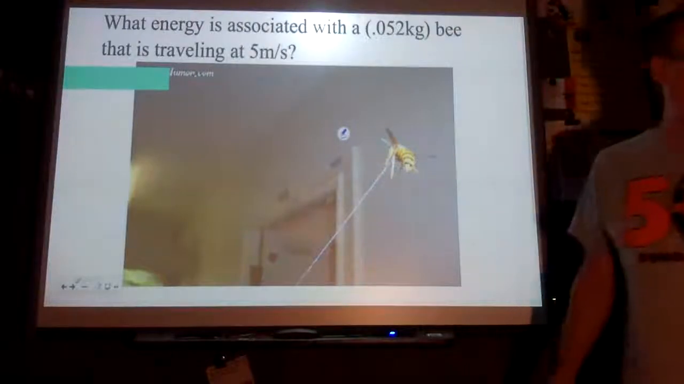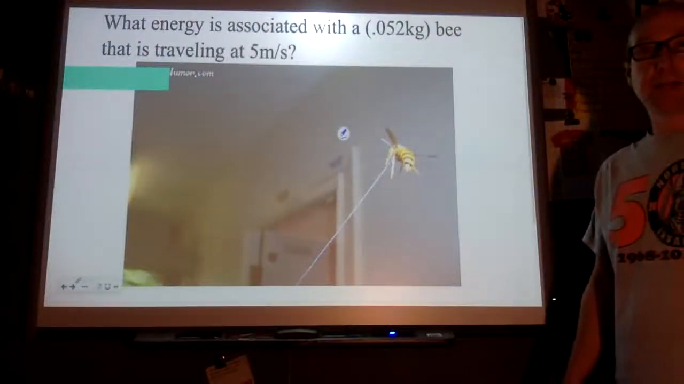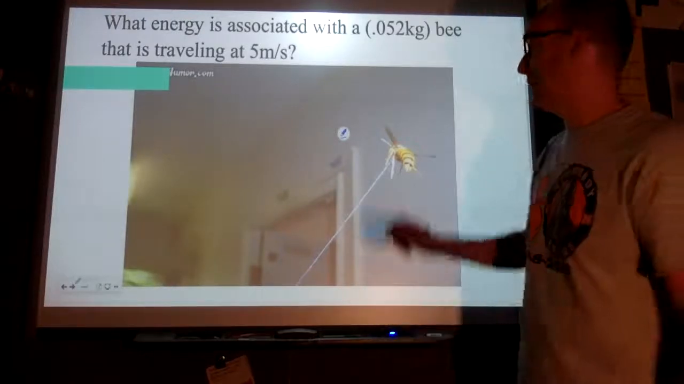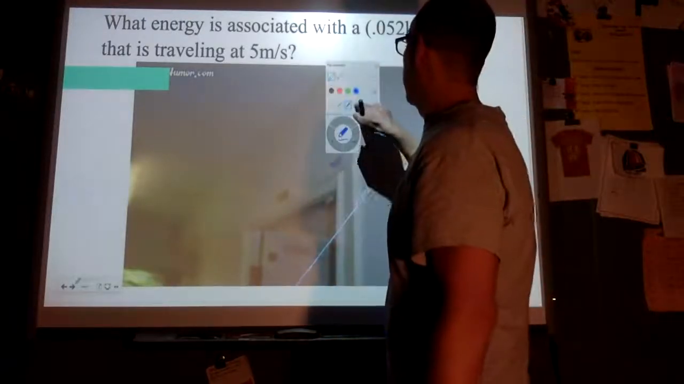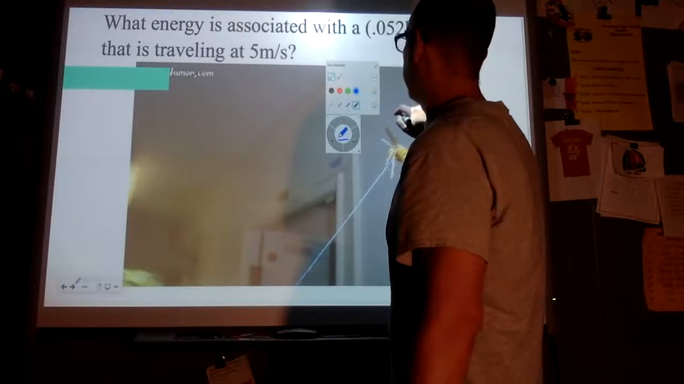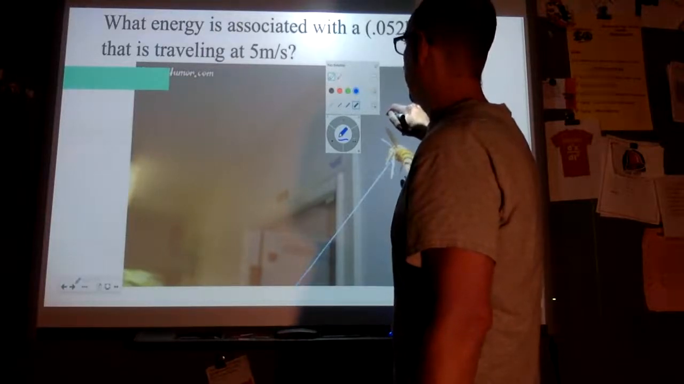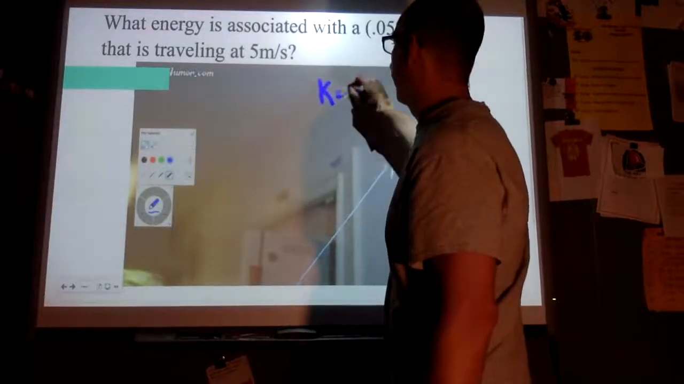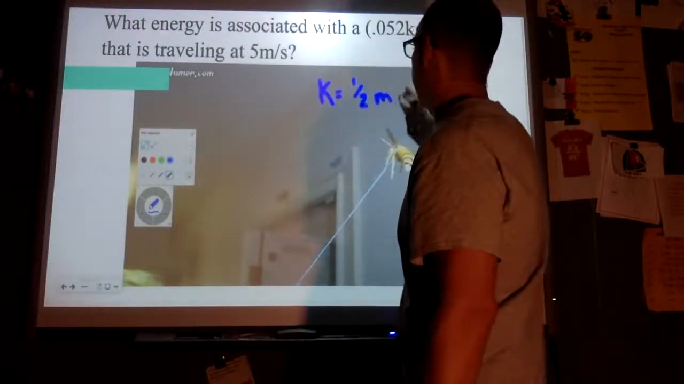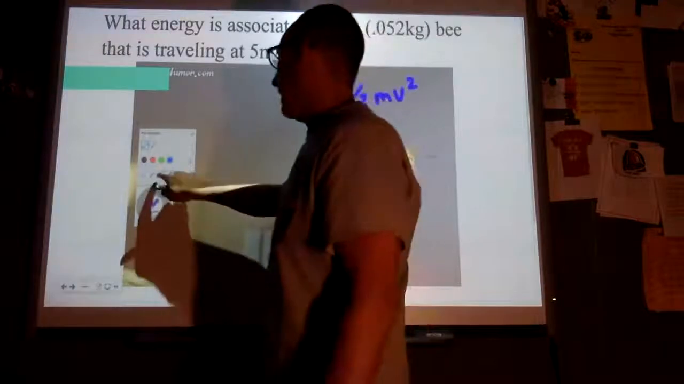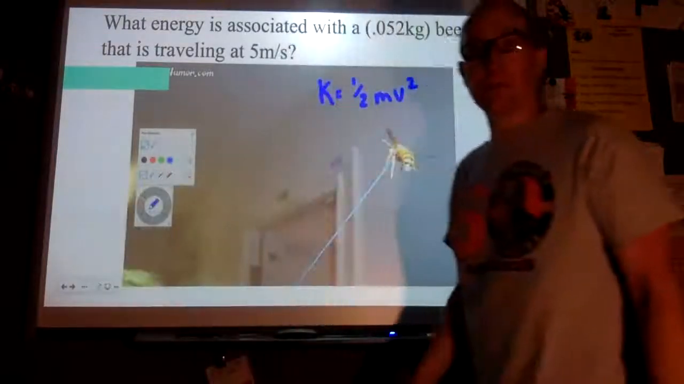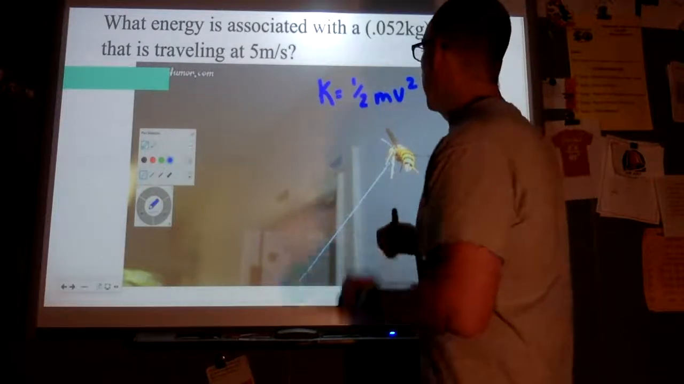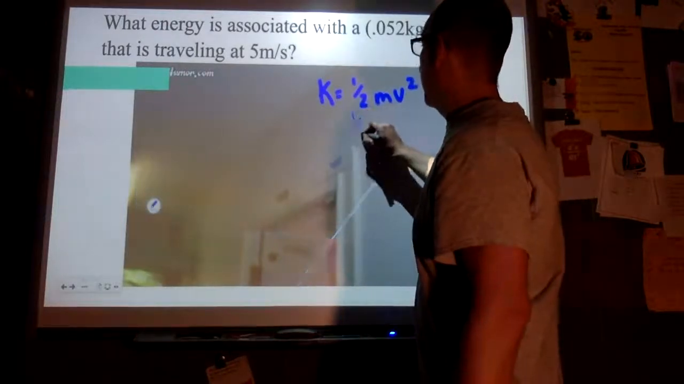So what is the energy associated with a 0.052 kilogram bee that's traveling at 5 meters per second? First, I'm going to put down my formula. Again, that's capital K. We don't want to confuse it with lowercase k in this section. And so this is going to be 1/2.